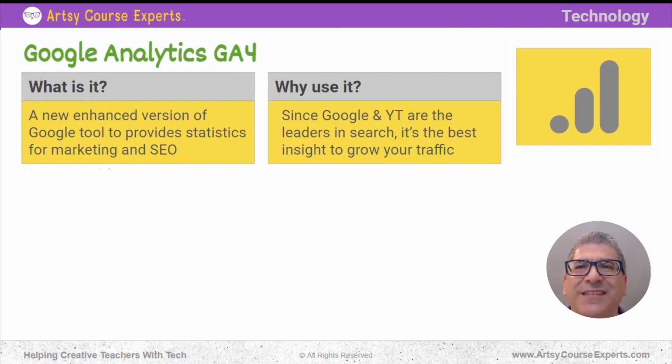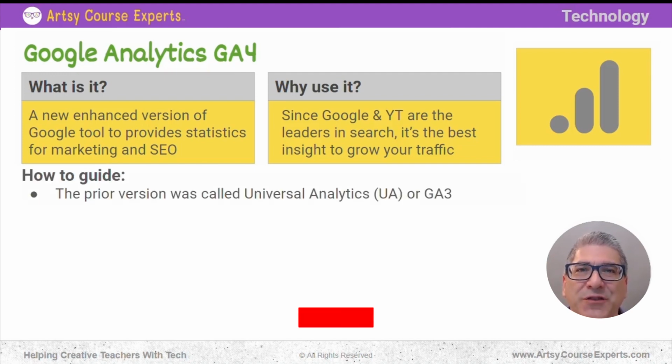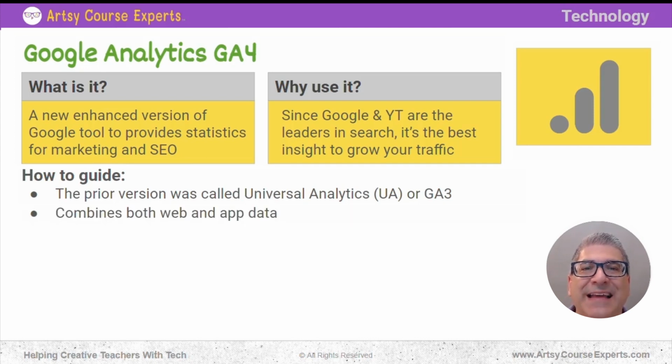So first of all, the prior version was called Universal Analytics, codename UA or GA3, but this new version is called GA4, Google Analytics version 4. The main thing is that it really combines the web and the application data. So remember, lots of websites are not only on the desktop, but on mobile. So all that data is now integrated and aligned and combined.